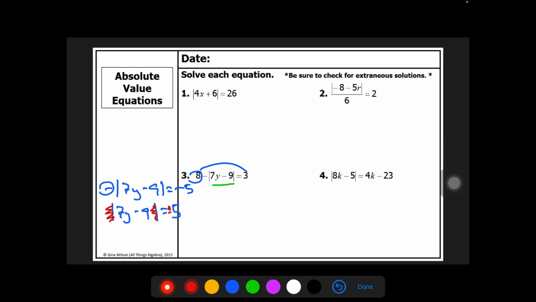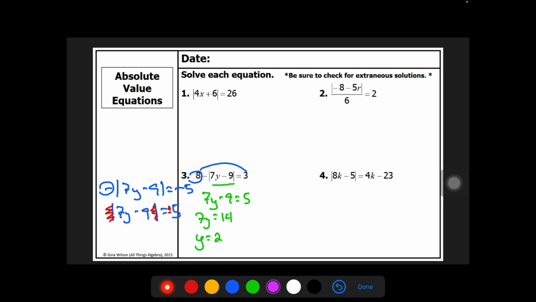And so we get 7y minus 9 equals 5. Add the 9 over there, we get 7y equals 14. Divide by 7, y equals 2.